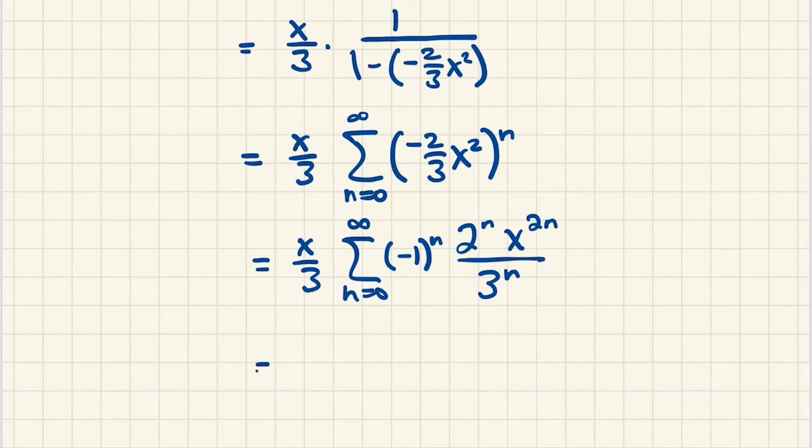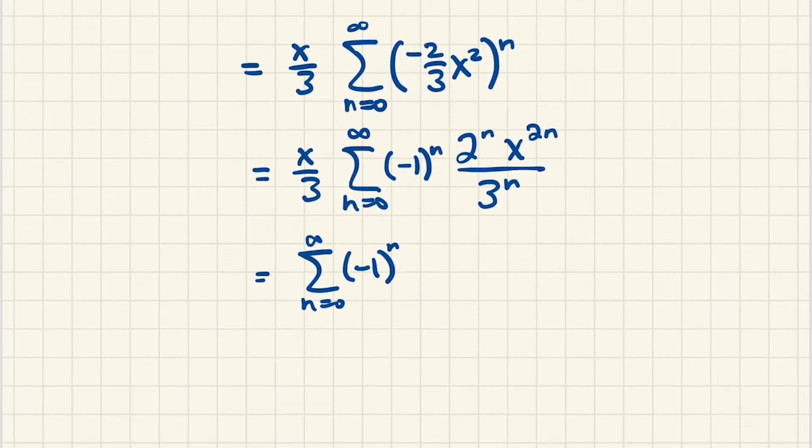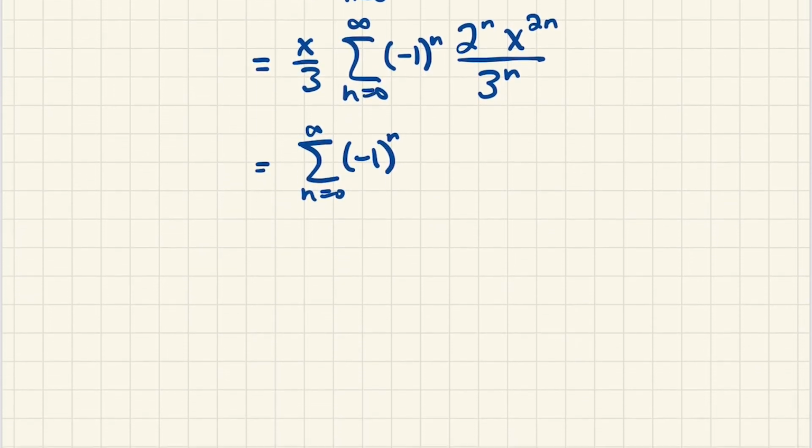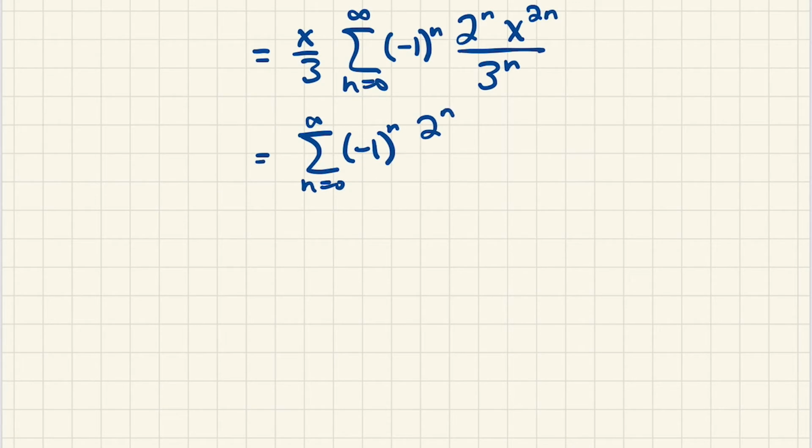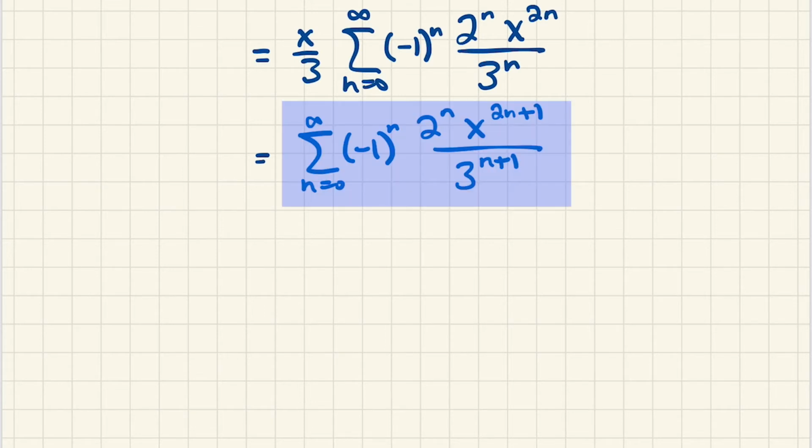And you can see one of the reasons why we do this is that we're going to have to move this x over 3 into the series. And it's really easy to do that because each factor is individually raised to an exponent. So we're going to have here our 2 to the n, and then we've multiplied x to the 2n by x. So that's going to be x to the 2n plus 1. And we've multiplied in the denominator 3 to the n by 3. So this will be 3 to the n plus 1. And this here is a power series for this function.